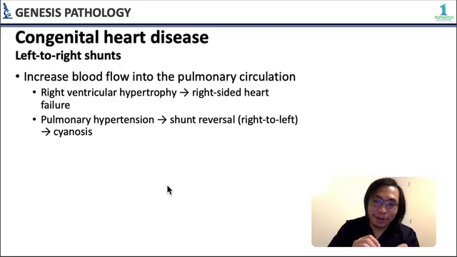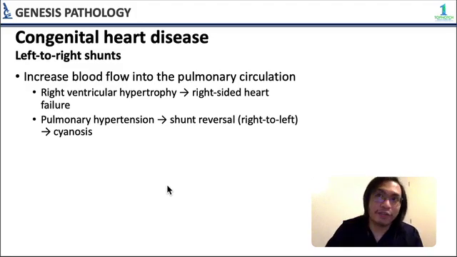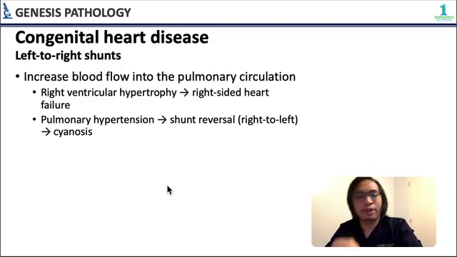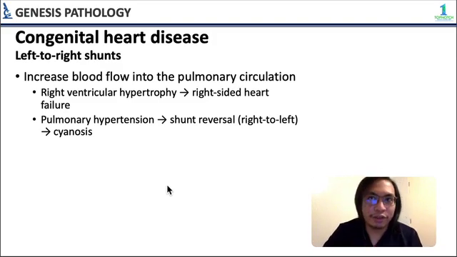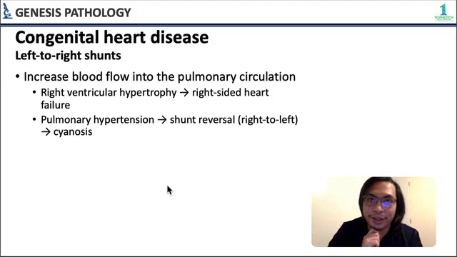Normally, in a left to right shunt, the flow goes left to right because the pressure is usually higher on the left, high pressure to low. With pulmonary hypertension, the right becomes higher: shunt reversal. Right? Since the pressure in the right ventricle is now higher, it will push blood from the right to the left. Now, the right side of the heart has not yet gone to the pulmonary circulation, right? It comes from the systemic circulation.